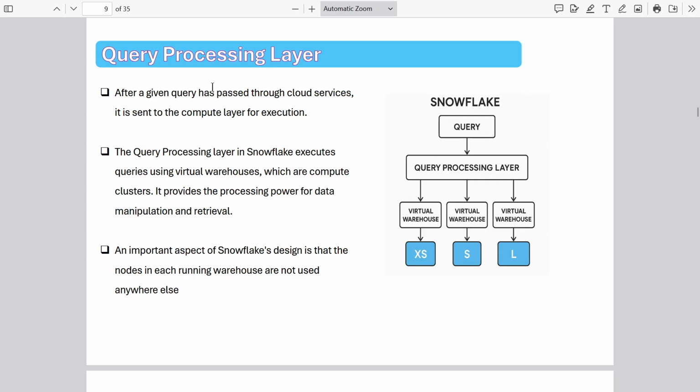So you can see the query processing layer is there. After a given query has passed through the cloud services, it is sent to the compute layer for execution. And you have already executed queries on Snowflake, so I hope you have an understanding of how to run a query. We have performed the CSV file project now. Every query that you execute has passed through cloud services and is sent to the compute layer for execution.